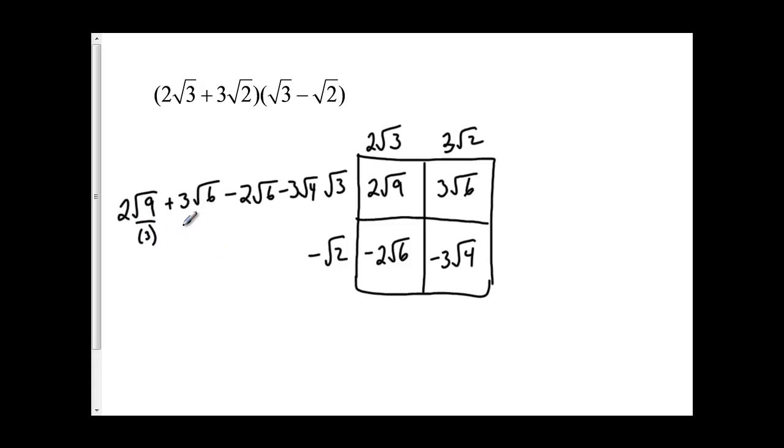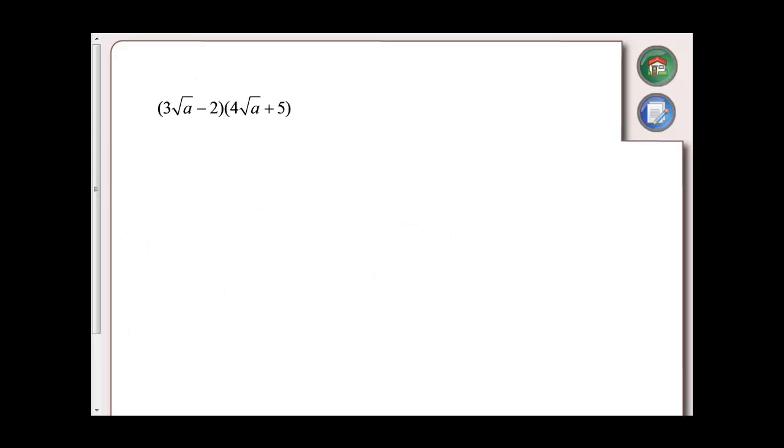Root 9 is a perfect square. That's going to give us just 3. And root 4 is a perfect square. That's going to give us 2. So we can simplify this by going 2 times 3, which is going to give us 6. 3 root 6 and negative 2 root 6 is going to give us positive root 6. And 3 times 2 is going to give us negative 6. Our final step is just collecting our 6's. 6 and negative 6 is going to cancel out, and we are going to be left with positive root 6.